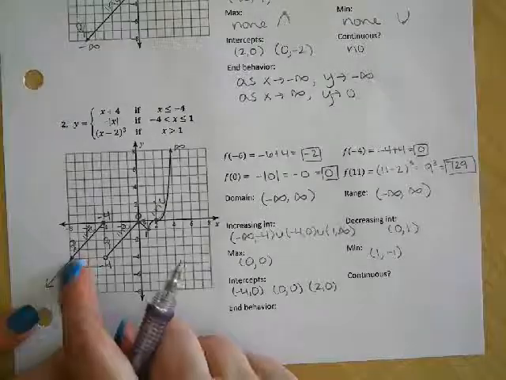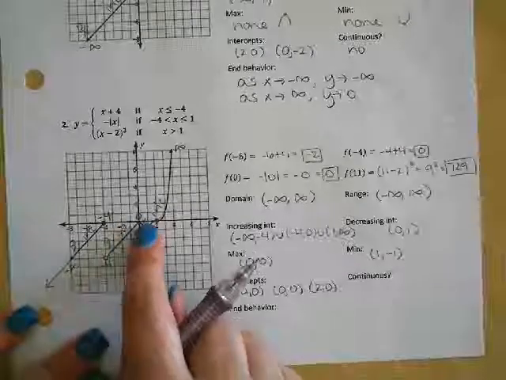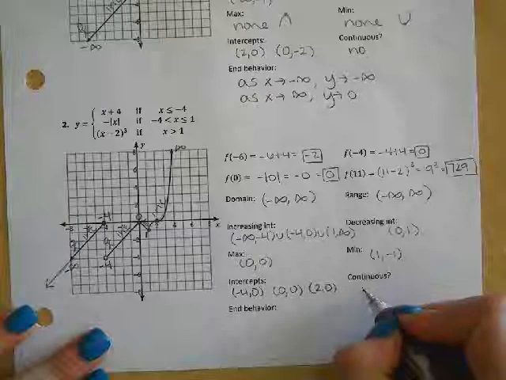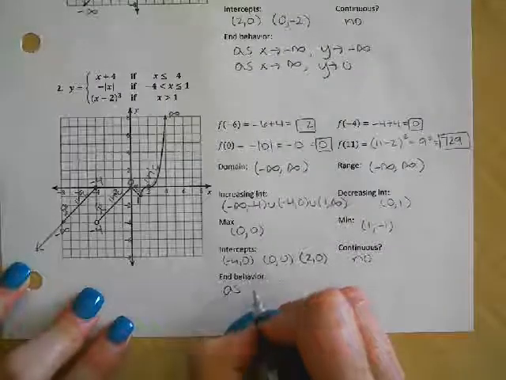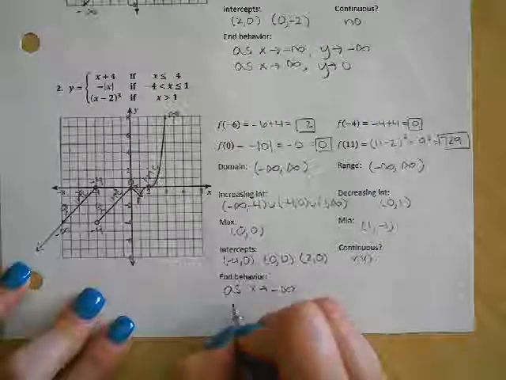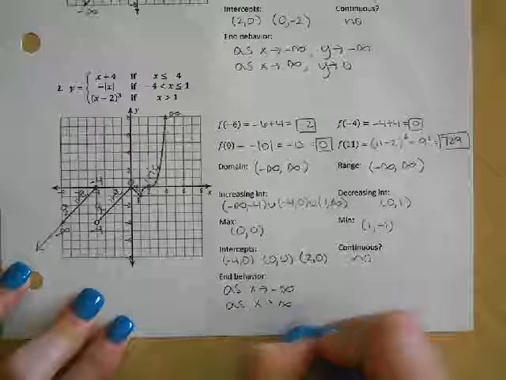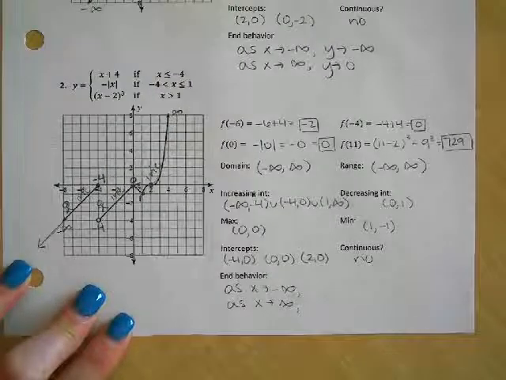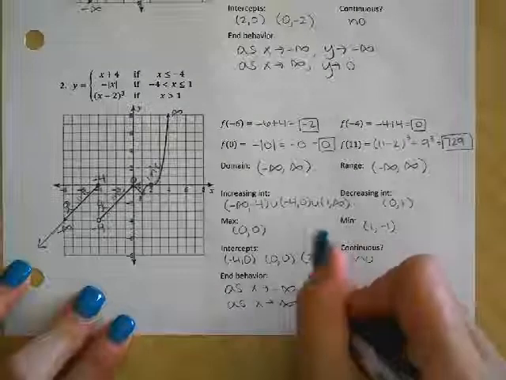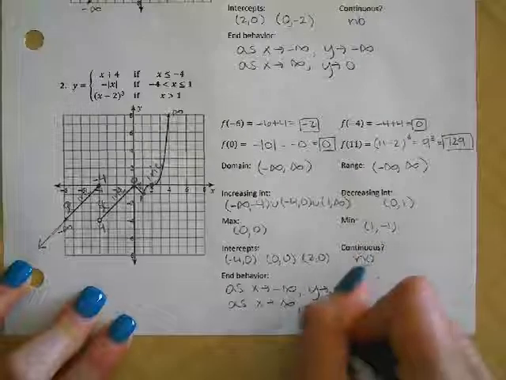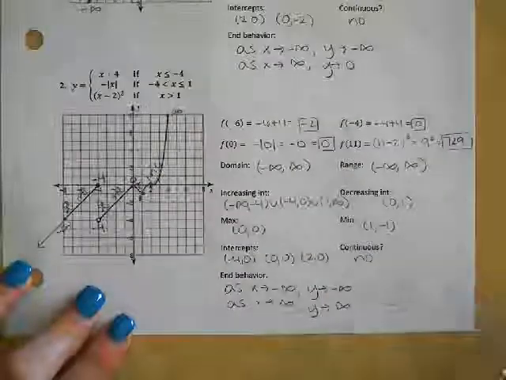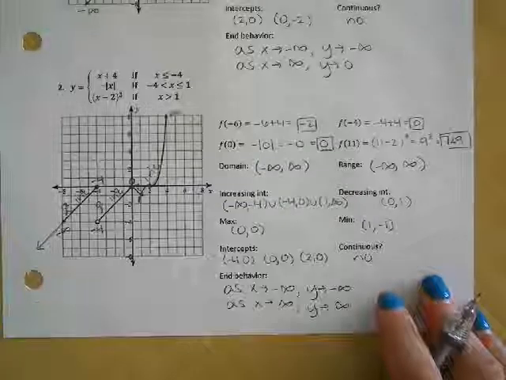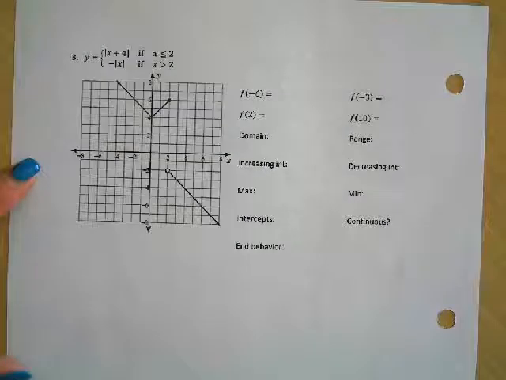This graph, if we were to trace it with our finger, we have to pick our finger up to trace part of it. So we're going to say, no, it is not continuous. And then for end behavior, I'm going to say, as I look to the left and as I look to the right. So as I look to the left, the arrow goes down. Y goes to negative infinity. As I look to the right, the arrow goes up. So that's positive infinity. All right, and you do not need to do the problem on the opposite side. We're going to do that in class tomorrow.